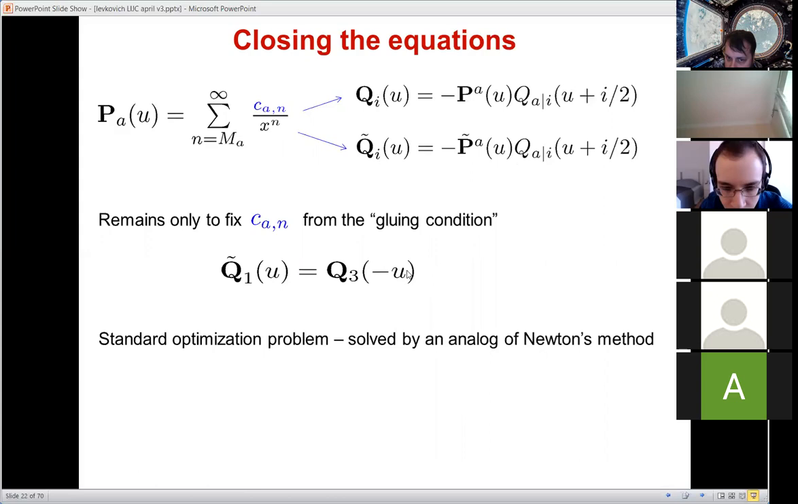So what happens in practice is that we set some initial values to CAN, and we go through the whole procedure. And then we see how well this condition is satisfied on the cut. And our goal is to minimize the difference between left and right hand side. So this means we just have a minimization problem. And this kind of thing is very efficiently solved by methods like Newton's method, or in practice we use so-called Levenberg-Marquardt algorithm, which is a combination of Newton's method and the gradient descent, which is more stable.